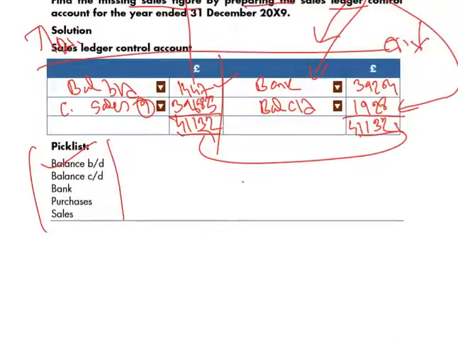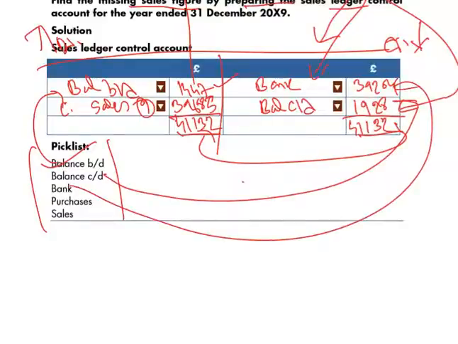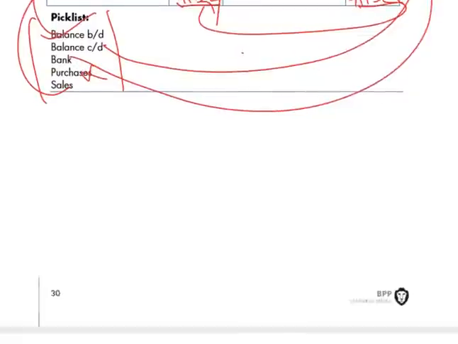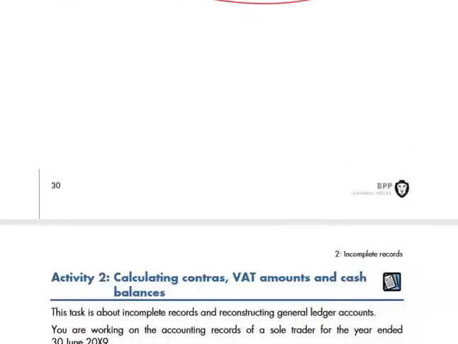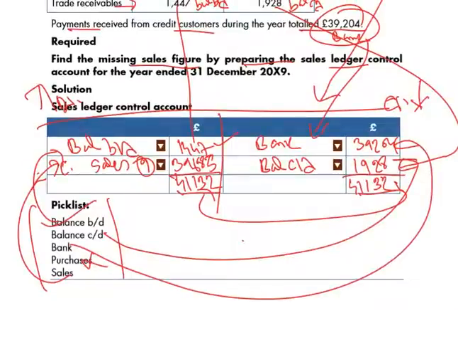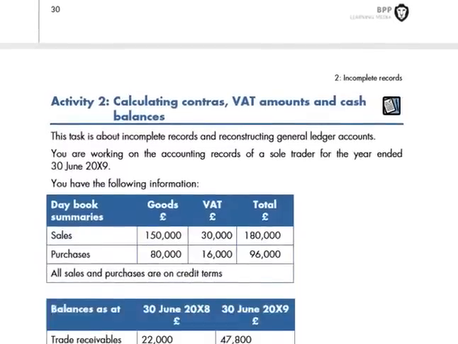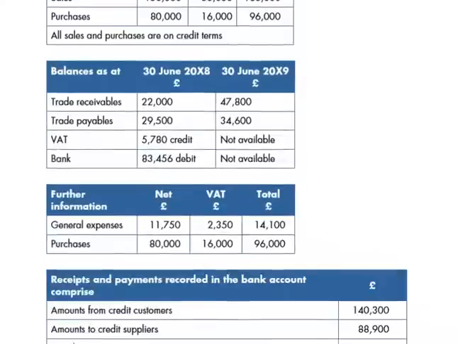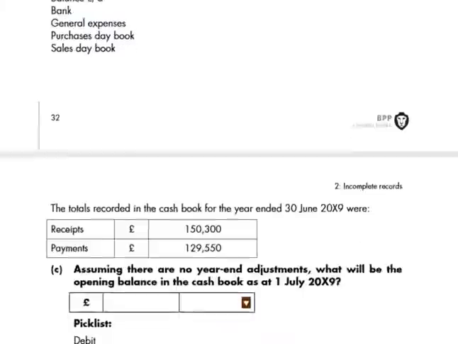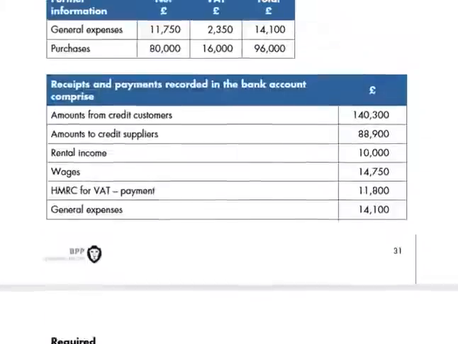Well, the pick list was given. I didn't bother about the pick list, but balance BD here, balance CD there, bank here. There is no purchases, sales, credit sales basically, or just sales, whatever is suitable. Choose it. Yeah, the sales is your credit sales. Remember, the credit sale goes into the sales ledger control account. So this purchase ledger control account, credit purchases goes in it, because the cash doesn't go here. It goes into the cash book. Okay, activity number 2. It looks like quite a long activity. Don't worry about it.